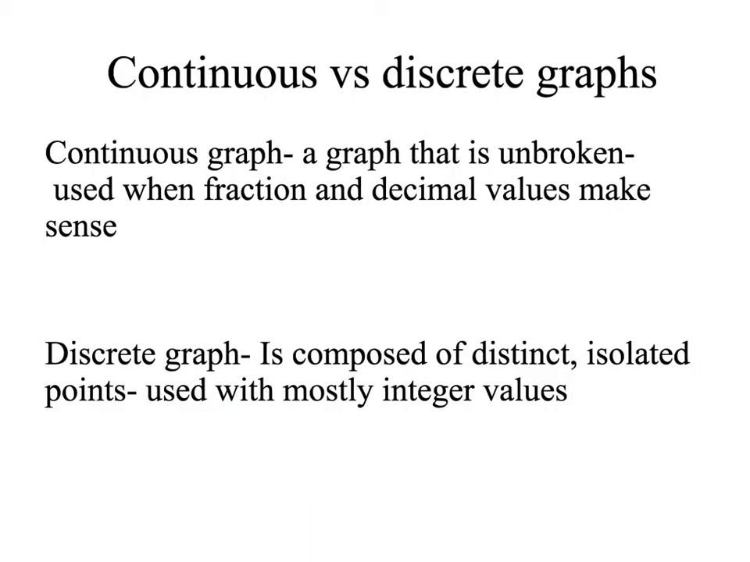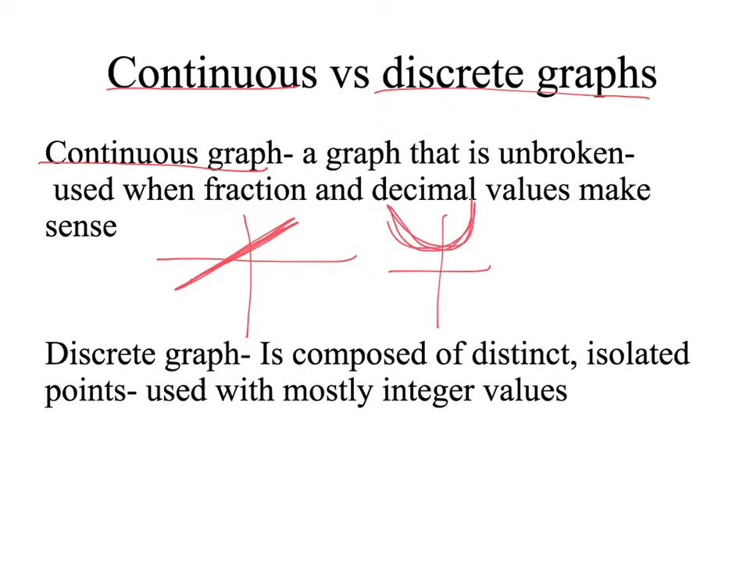Okay, the next part is continuous versus discrete graphs. A continuous graph is a graph that is unbroken. So I can show you some examples of those. Like that is a continuous graph. That is a continuous graph. This is usually used when fraction and decimal values make sense, and I'll explain that in the next example.